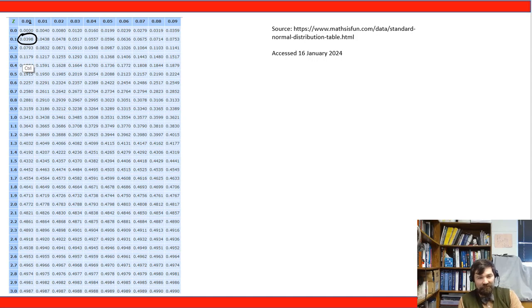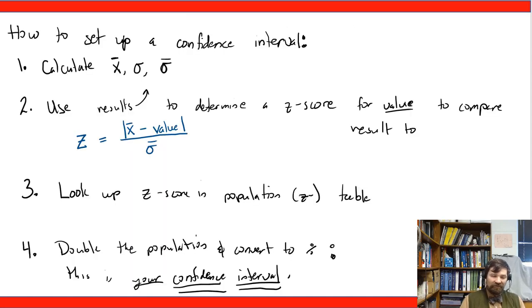If I wanted to get, say, 2.05, here's the 2.0 row, and then the 0.05 column is this column here, and so I look where those intersect. This would be my number. Okay, and so on. So that's how you basically go about reading this table. You just find your row and column where they line up, and then whatever number is shown there, that is your population score, and you have to double that and convert to a percentage to get your confidence interval.